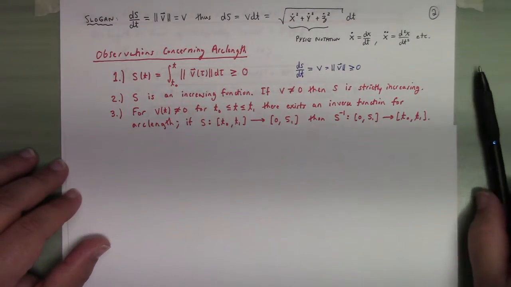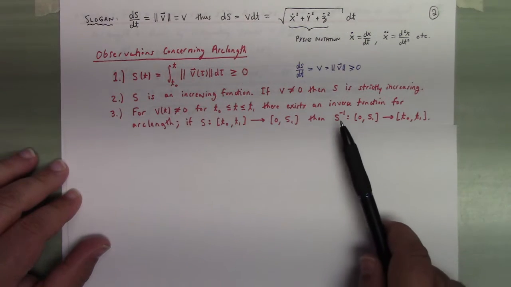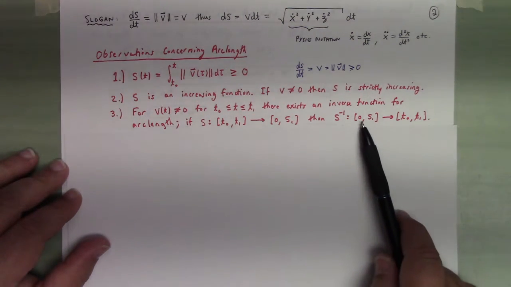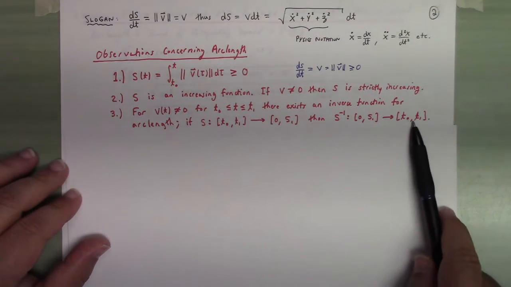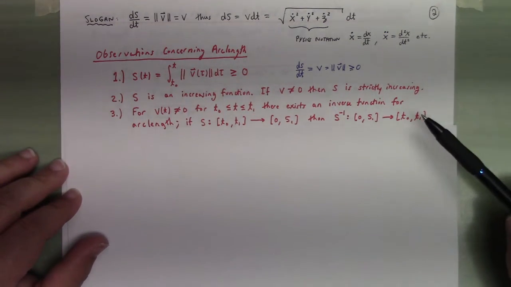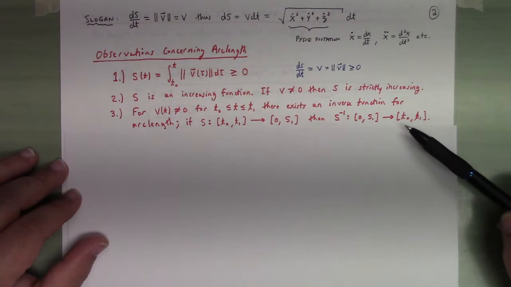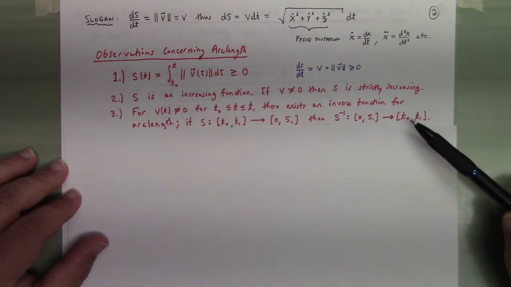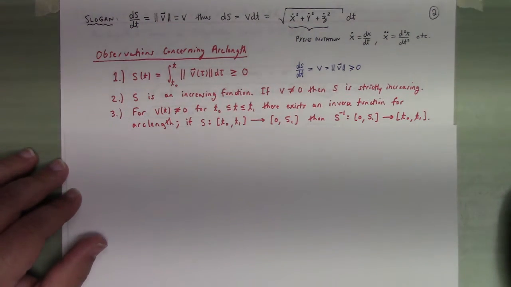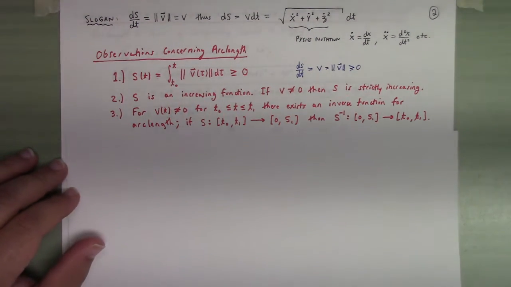we can also say that there exists an inverse function for arc length. In other words, we can find S inverse, which goes from 0 arc length to the total arc length S1 back to the range of the time parameters. This makes sense if you think about a function which is everywhere increasing. It's going to pass the horizontal line test, so you can invert it. The function's 1-to-1, so we can find an inverse.